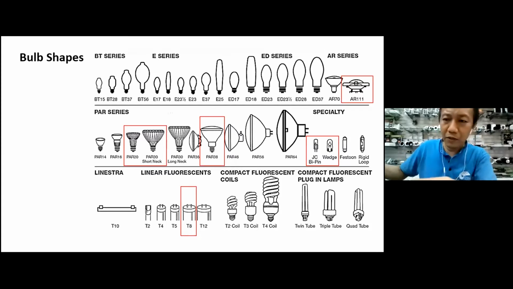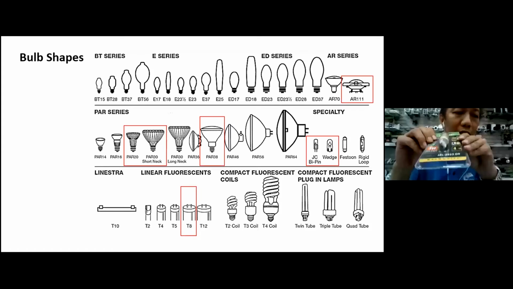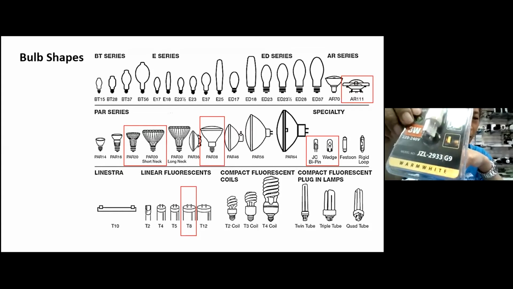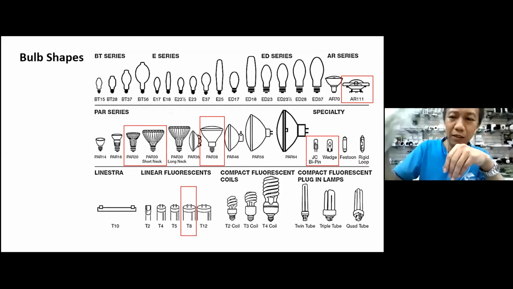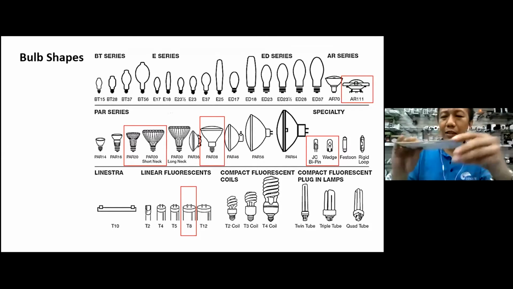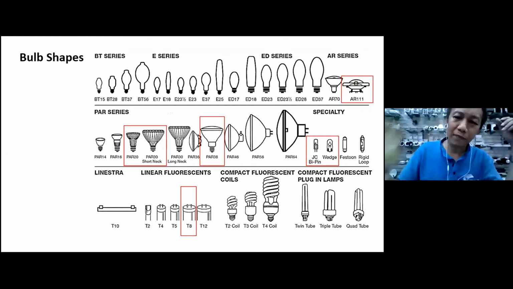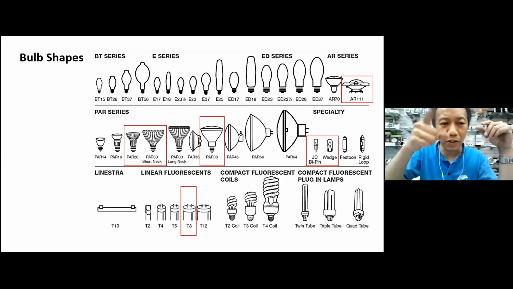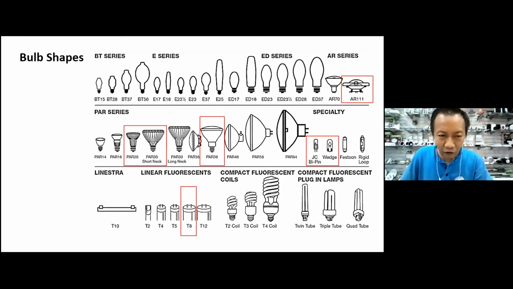Then meron yung G9. Pag halo-halo ko na yung sa screw saka sa bulb, okay lang, para isang sampling. So yan yung mga tinatawag na peanut bulb before, or wedge type. Wedge type yung G9, yung parang letter U yung pin niya.